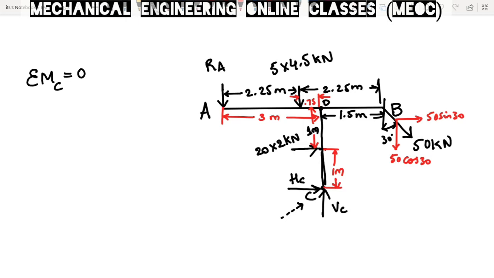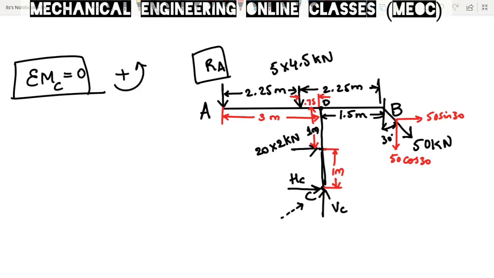So why I am considering all the moments at C is because I don't have any idea about HC and VC. I just want to avoid using those forces. So if I take the sum of moments of all the forces about C, the moment of HC about C and the moment of VC about C will be 0. So we can find HC and VC later. From this one equation, we will get all the forces and there will be only one unknown, which will be RA. So if we can avoid HC and VC from this one equation, we can find RA. So one half of the solution will be done.